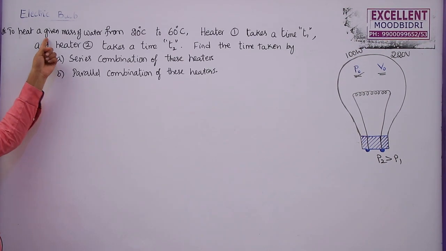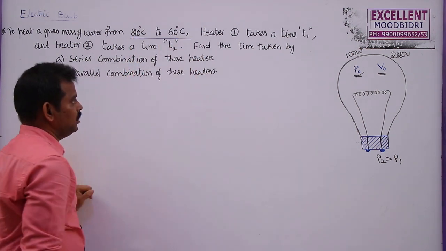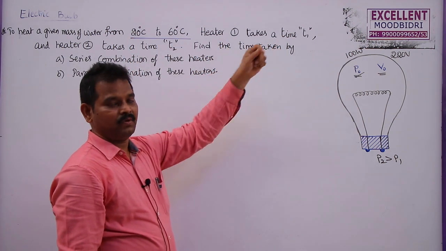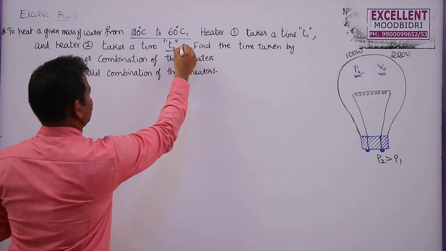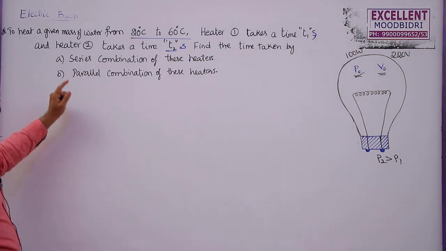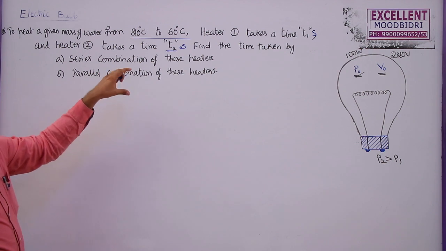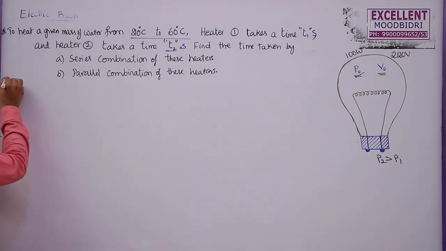Problem. To heat a given mass of water from 20 degrees to 60 degrees, heater 1 takes a time T1 seconds, whereas heater 2 takes a time T2 seconds. Find the time taken by the series combination of these two heaters and the parallel combination of these two heaters. This was the problem which was given many times in competitive exams.